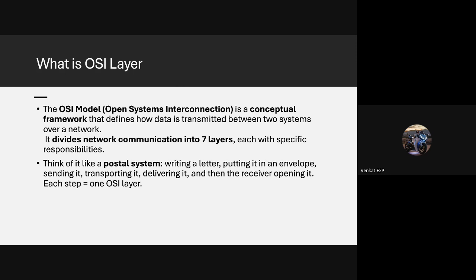See, the OSI model is a conceptual framework that defines how data is transmitted between two systems over a network, and it divides network communication into 7 layers, each with specific responsibilities. Think of it like a postal system: writing a letter, putting it in an envelope, sending it. See, this is an example of how we use the postal system. So like that.